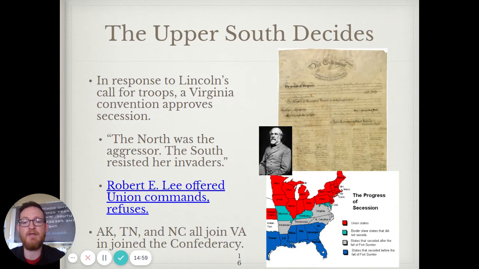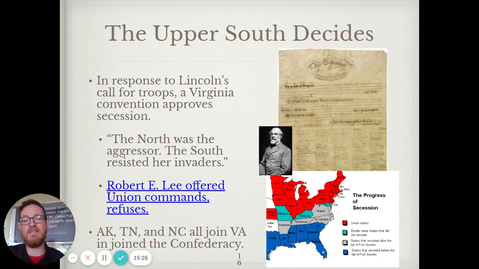So the Upper South would decide in response to Lincoln's call for troops. A Virginia convention, as we just saw, did approve secession. The North was the aggressor, and the South resisted her invaders. And that's how you're going to see a lot of people in the South who weren't slave owners view the Civil War. They felt like they were defending their state against an invading army.